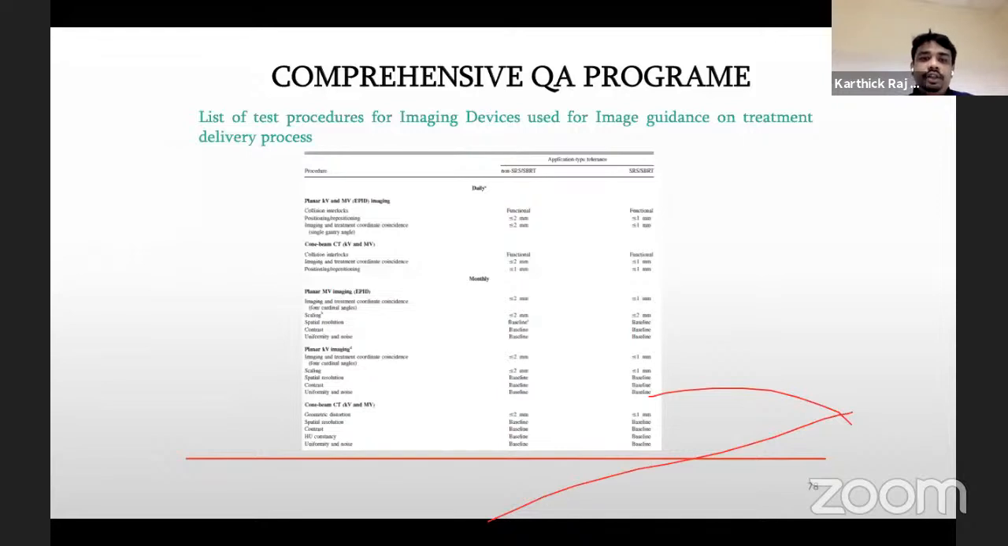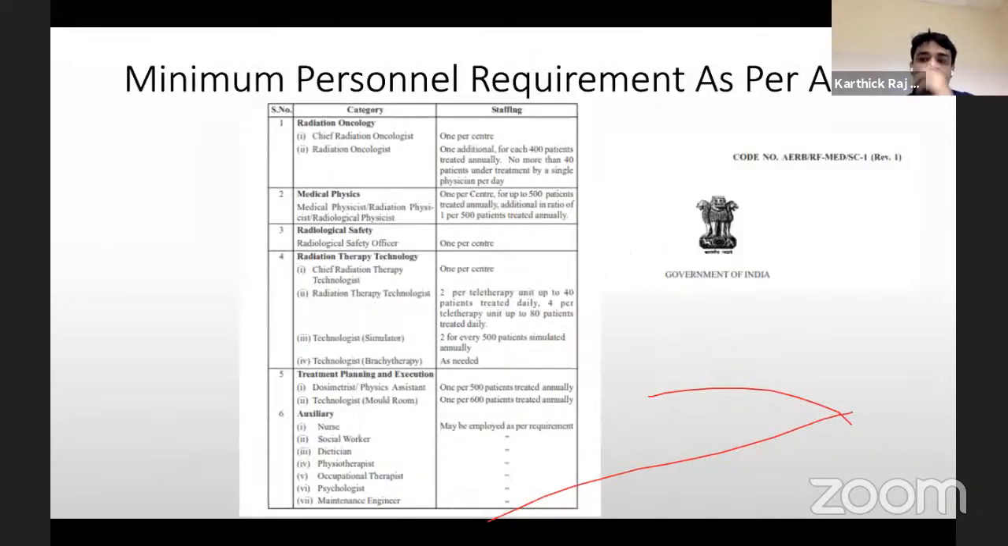These are the checks we do for KV and MV images on a daily and monthly basis. You do the collision checks, and you check the KV and MV imager matching and the KV and ISO center matching, and the image quality checks we have seen for planar imaging and then 3D imaging like CBCT. You can do a spatial resolution scaling test. You can do it as per the recommendation, or you can make your own QA program for your center, which is feasible.